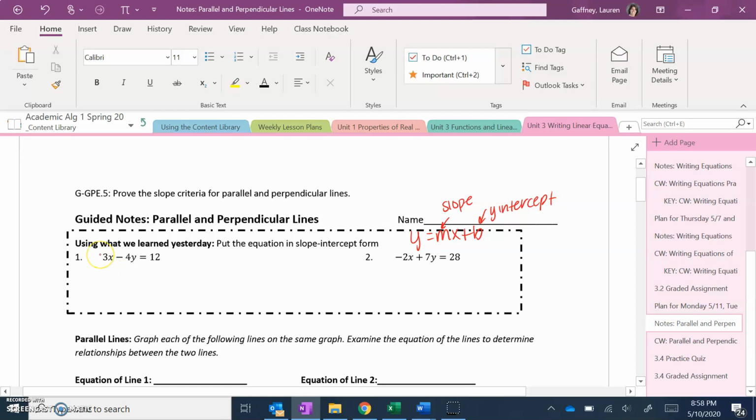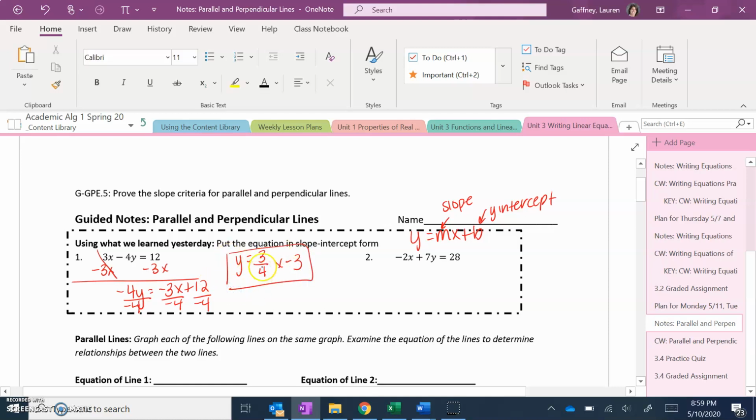Okay, so for this first one, just to review, I'm only probably going to do one of them. You would subtract 3x from each side. They are not like terms, so they do not combine. So I have negative 4y, don't lose that negative, equals negative 3x plus 12. And then to get y by itself, I will divide everything by negative 4. So at the end of the day, I have y equals, those two negatives cancel, so 3/4 x minus 3.